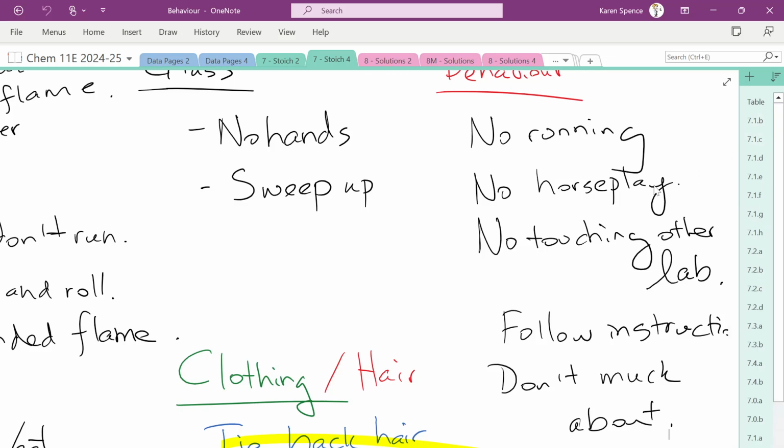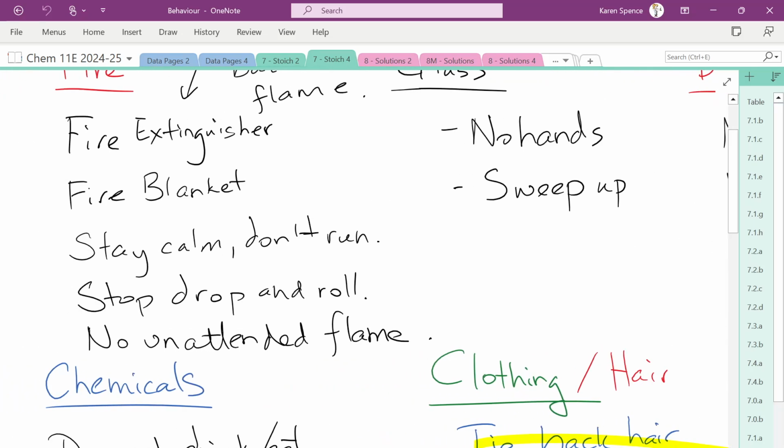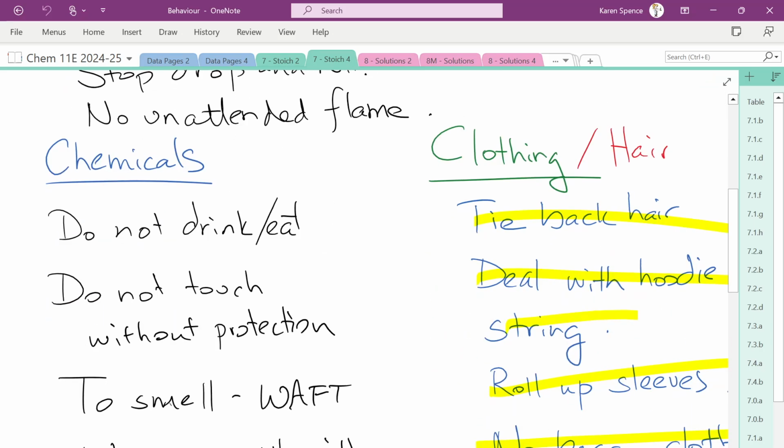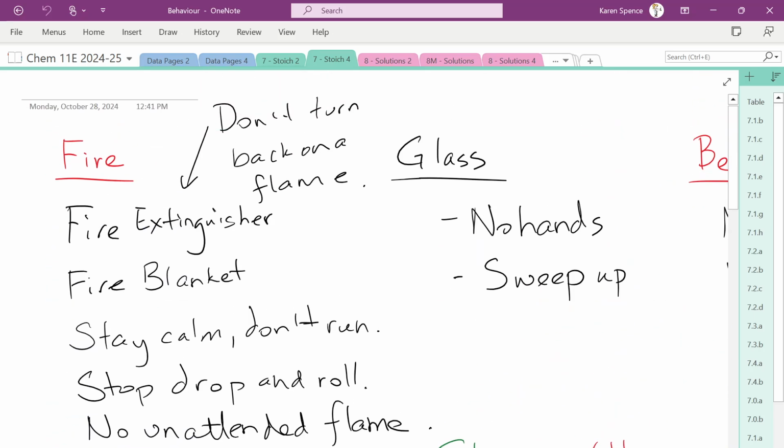No, I think this was my grade 9s that got stuck in here by mistake. No horseplay? No touching others? It's like safety. Fire extinguisher, fire blanket. Do not eat or drink. Anyway, it got stuck in your guys' class by mistake. Oh well. Anyway, this was for my grade 9s, but it's not there.